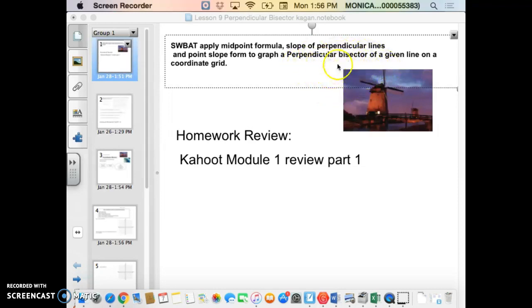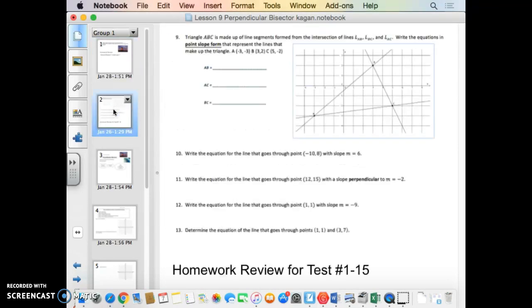So you should remember from the beginning of the unit, bisect means to cut in half. And now perpendicular means opposite reciprocal slope. So that means to make a 90-degree angle. So we're going to cut a segment in half, forming a 90-degree angle.